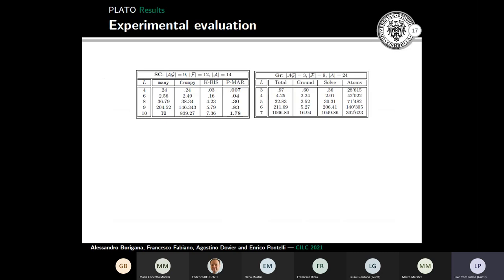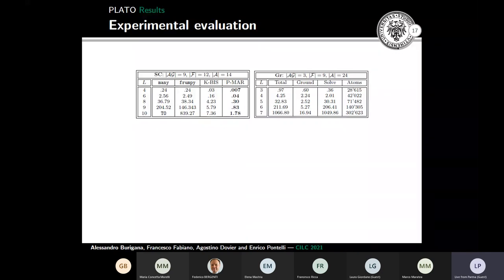but nonetheless, the set of instances that we were able to solve with the two planners, Plato on one side and EFP on the other, are pretty similar. Then we focused on the times divided into the grounding phase and solving phase, and we see that the grounding phase occupies the smaller portion of the overall time. So the grounding is pretty efficient.